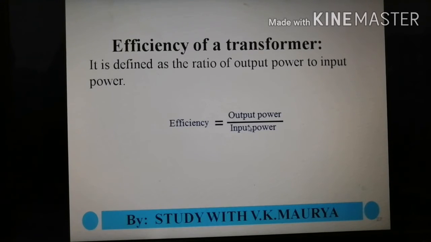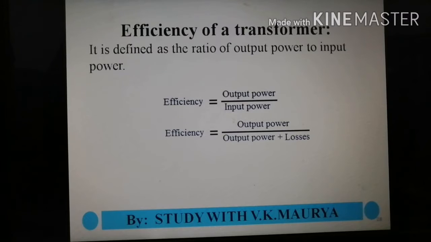Now I'm going to break input power as output power plus losses, and the formula looks like this: efficiency is equal to output power divided by output power plus losses. If we multiply this formula by 100, that is output power into 100 divided by output power plus losses, then it becomes percentage efficiency.